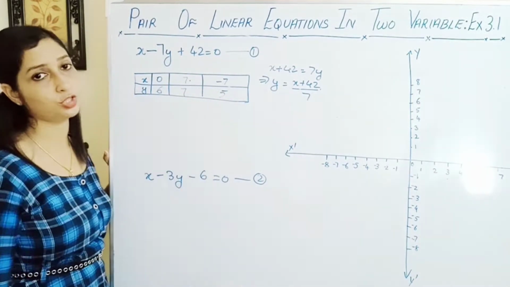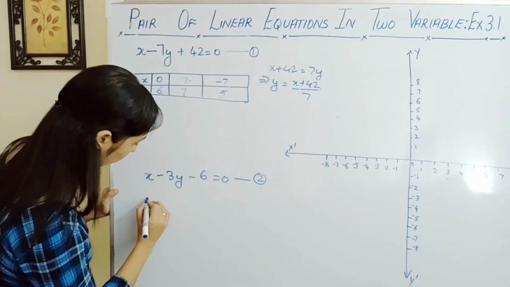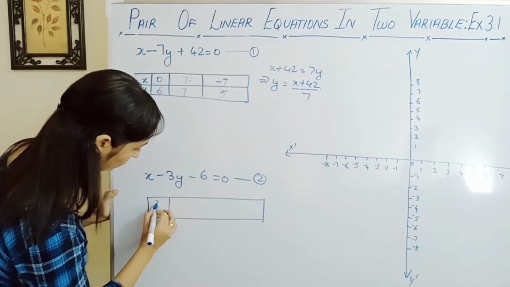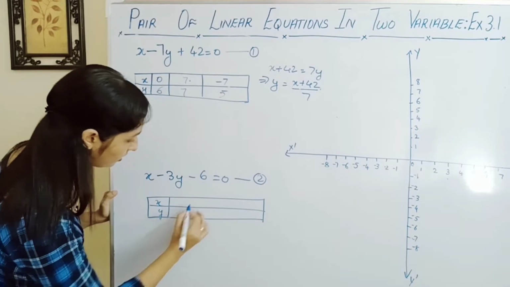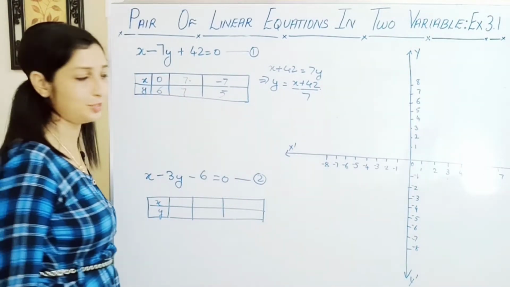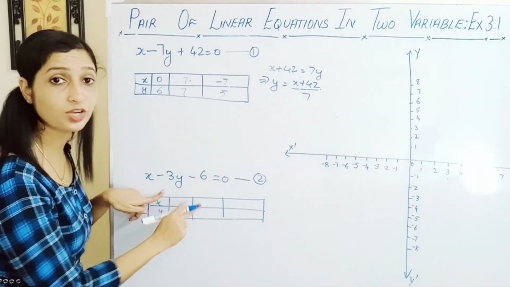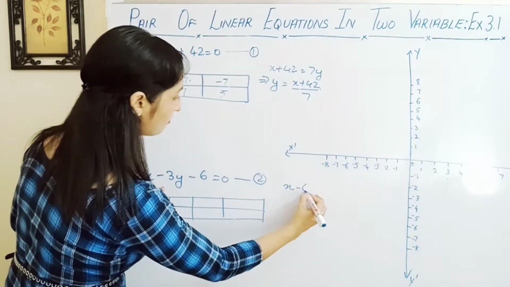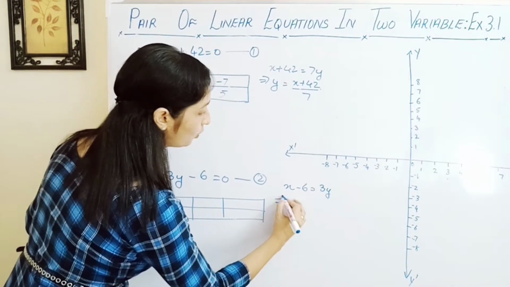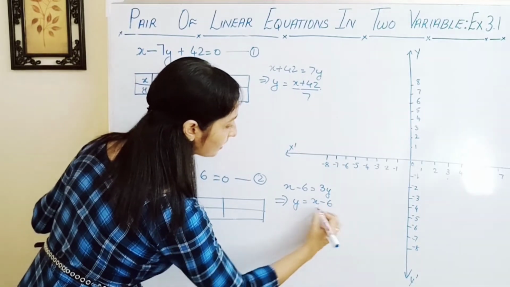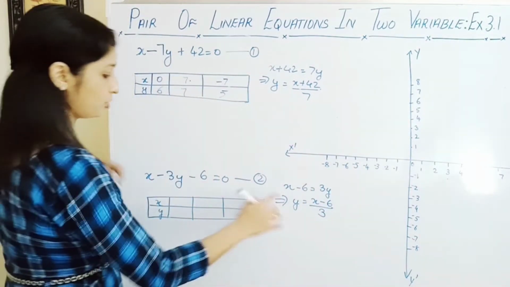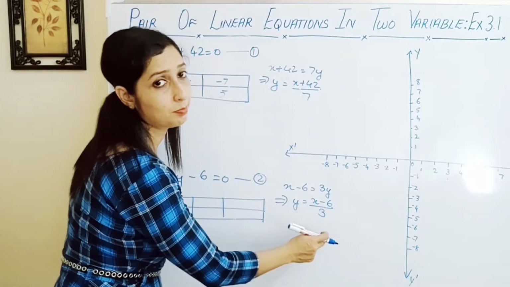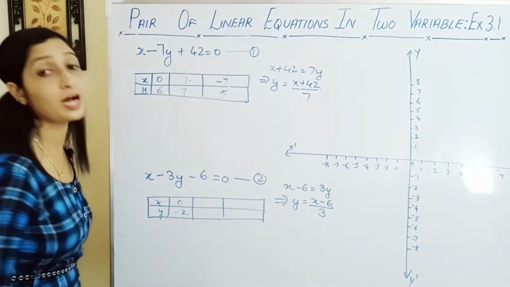Now for the second equation also, let us derive the solution set. So here I draw the box and I write x and y here, and I find 3 corresponding values. So first let us write this second equation in terms of y equal to. So how do you get that after rearranging? x minus 6 is equal to 3y, which implies y is equal to (x minus 6) by 3. So now first let us put the value of x equals 0. Then what happens? 0 minus 6 by 3. You get the answer as minus 2.